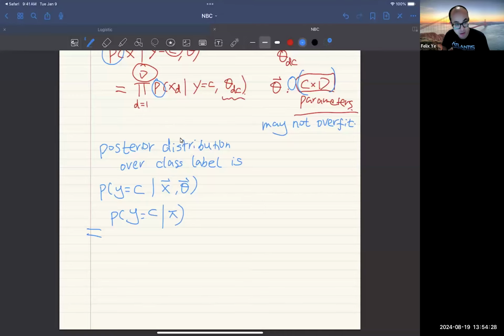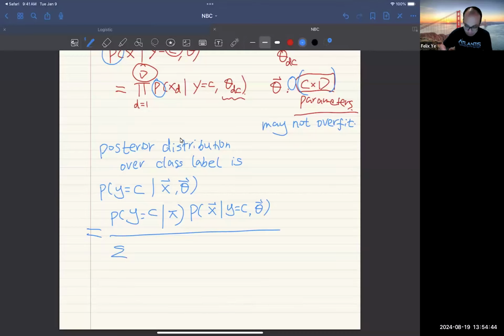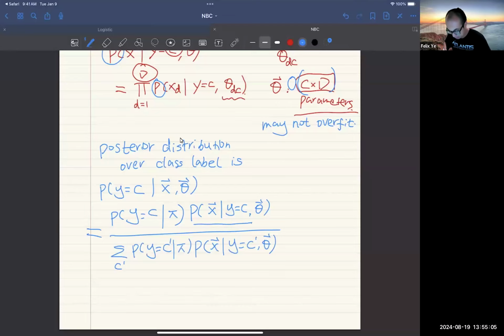Let's just have some prior, which is also parameterized by pi. Then we have the probability of x conditional on y equal to c and theta here, over a summation over c prime for all c's here, of pi for y equal to c prime times the probability of x conditional on y equal to c prime and theta.